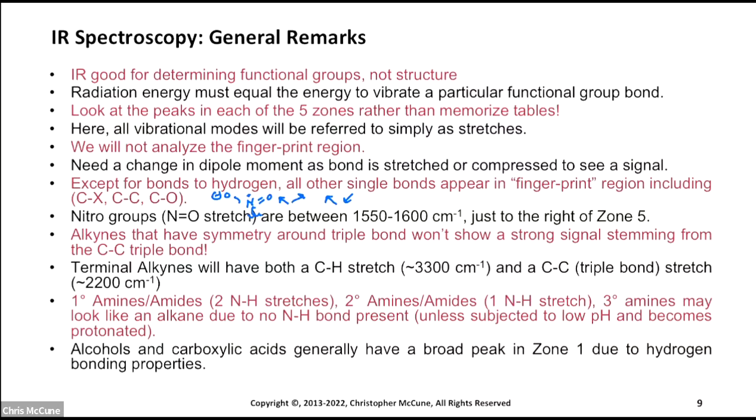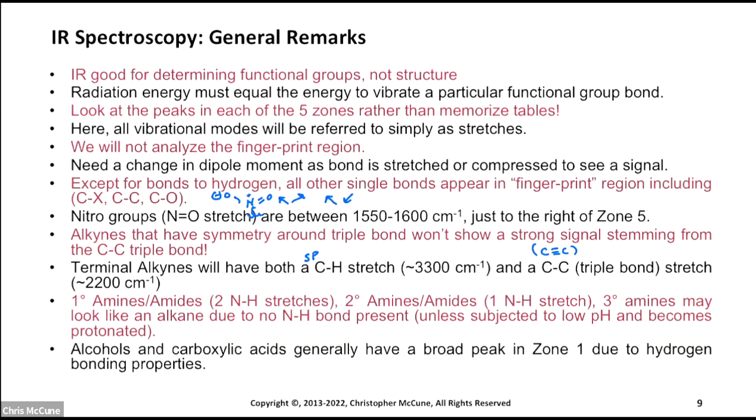There's not a huge change in dipole there, but it might show a small signal, but it's just not that unsymmetrical. Terminal alkynes will show up in the IR really nicely because they'll give two peaks. You'll have one in zone 1 at around 3,300. That's your CH stretch for the sp hybridized carbon. And then you'll also have the triple bond stretch in zone 3, and that comes right around 2150 or so in that range. But it's pretty easy to spot because it's in the middle of the IR. And then you'll also have that CH stretch present.